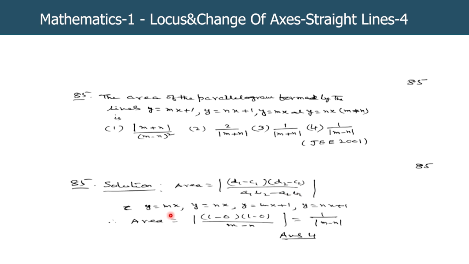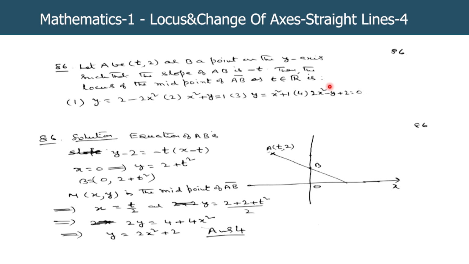So here c1 = 0 and c2 = 0, and d1 = 1, d2 = 1. So therefore, as per the formula, the area is (1 - 0)(1 - 0) / (m - n). So that is 1/|m - n|. So the correct option is option number 4.